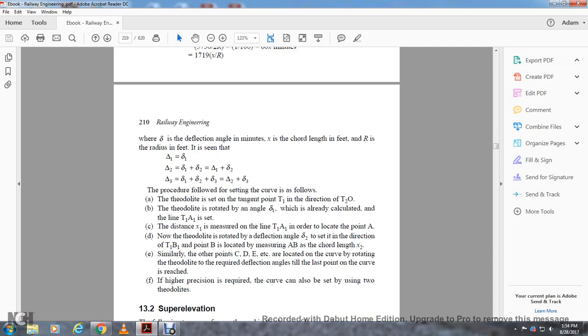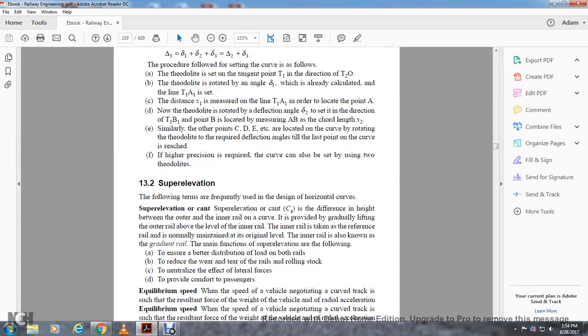Now the theodolite is rotated to the deflection angle 2, set in the direction from tangent point 1 to B. Point B is located by measuring AB with the chord length x. Similarly, the other points C and D are located on the curve by rotating the theodolite through the required deflection angles until the last point on the curve is reached. If higher precision is required, the curve can also be set out using two theodolites.